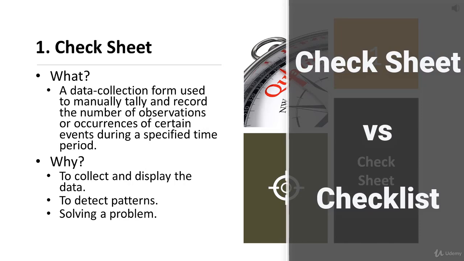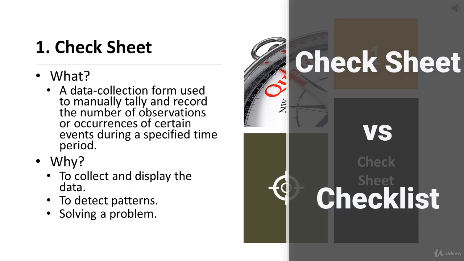Number of times people get confused with check sheet and checklist. Checklist is a list of items which you go through. Let's say if you go for grocery shopping, you have a list of items in your list. You need to buy milk, you need to buy potato, you need to buy tomato. So that's the list which you have. And once you buy those things, you put a check mark against that. That will be a checklist. Checklist is a reminder that tells you what all needs to be done.